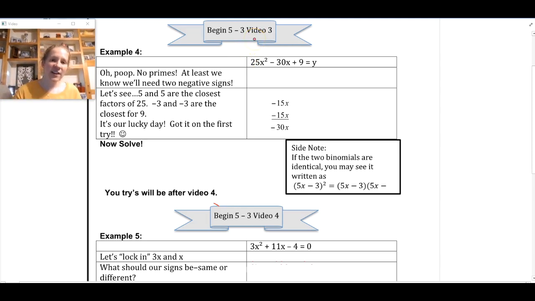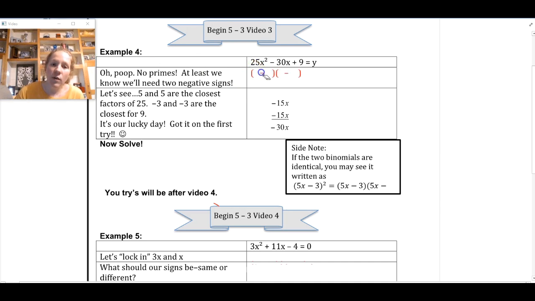Video 3, I'm going to try to go faster. This time, we still have ax squared plus bx plus c equals y, but things are a bit different because, oh man, when I look at this, there's no prime. 25 is not prime. I've got 1 times 25, or I've got 5 times 5. Also, 9 is not prime. So I'm going to have to try a couple of extra things.